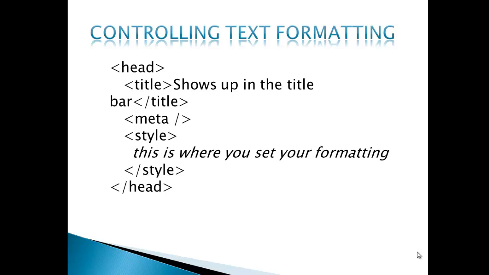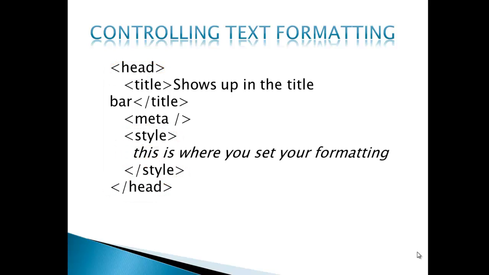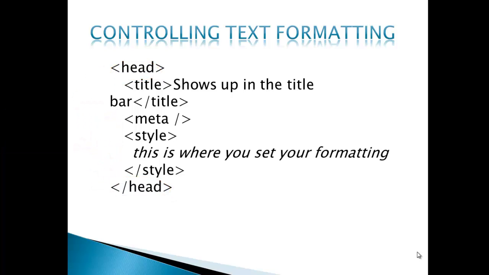Controlling text formatting. It is more effective to use style sheets because CSS can control formatting for an entire page or for multiple pages. Here's an example. When using embedded styles, the style tag is used in the head section of your HTML document. As you can see here from this example, it is nested in between the two head tags after the meta tags. Everything that's positioned in between will dictate the styles that will be used within the body section of your web page.